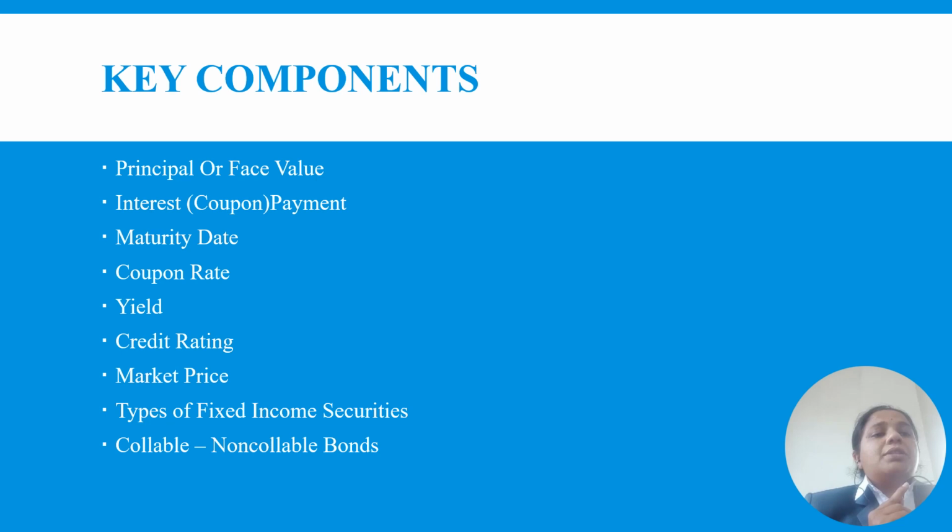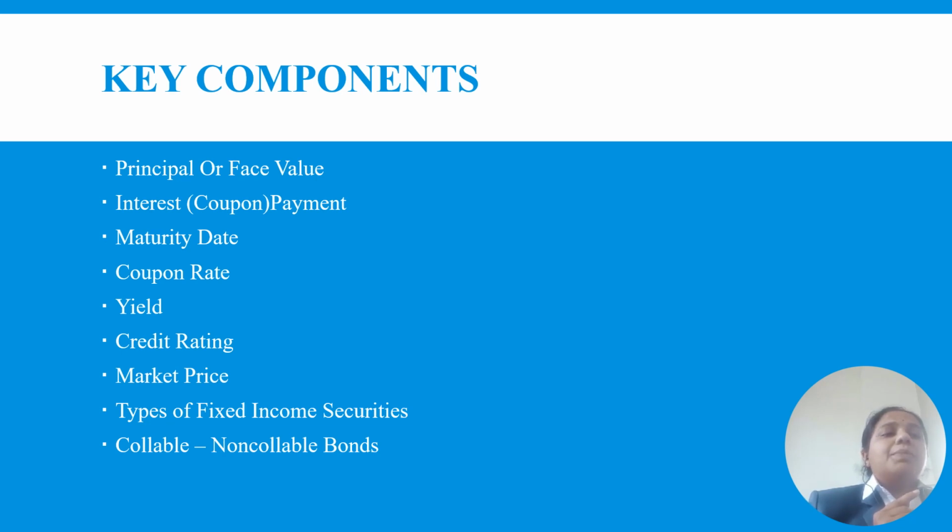Then maturity. The maturity date is when the bond reaches the end of its life and the issuer is obligated to repay the principal to the bondholder. Maturity dates range from a few months to several decades. Then coupon rate. The coupon rate is a fixed annual income rate paid on the face value of the bond. It determines the amount of interest the bondholder receives throughout the bond's life.